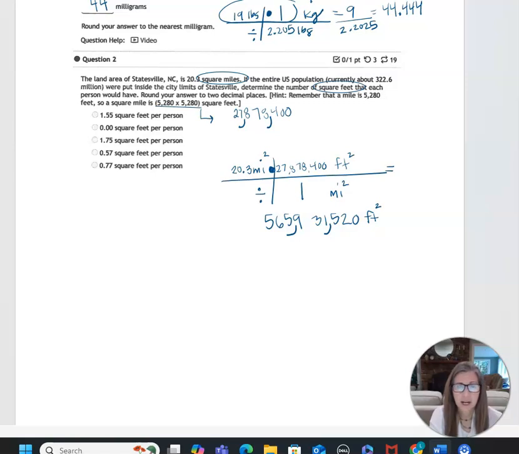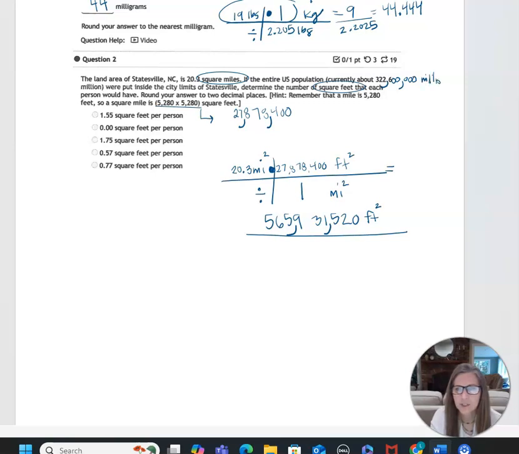And they're saying that the entire U.S. population, which is 3.226 million, were to go inside the city limits. Now, what you want to do here is convert this 3.226 million, you actually want to add the zeros. So this is what that'll look like. You put a 0 here, and then you fill in a comma where the decimal was, and you fill in zeros. So this is how many million.